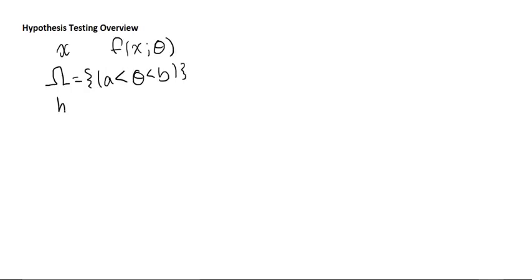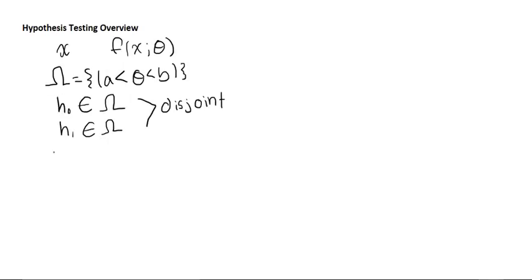We're going to define lowercase h naught as a subset of omega, and h1 as a subset of omega. Now it's important to know that h naught and h1 are disjoint, meaning that no values within h naught are in h1 and vice versa.